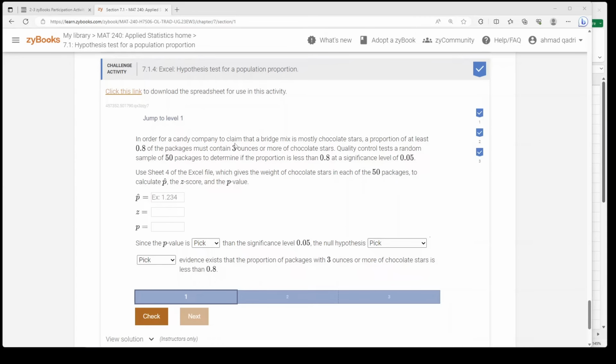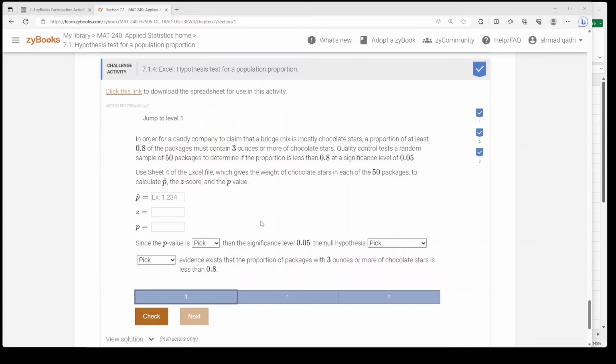In order for a candy company to claim that a bridge mix is mostly chocolate stars, a proportion of at least 0.8 of the packages must contain 3 ounces or more of chocolate. So there's a quality control test, with a random sample of size 50 to determine if the proportion is less than 0.8. Right away we can tell that this is a one-tail test, and the tail is on the left side of the distribution. And we're going to use sheet 4 of the Excel file.